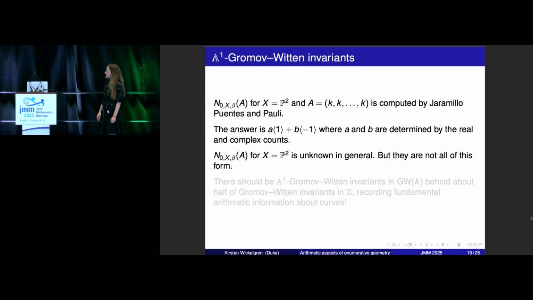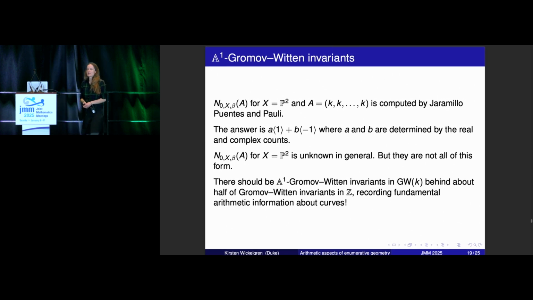Moreover, Del Pezzo surfaces are not the only class of algebraic varieties out there, and there should be A1 Gromov-Witten invariants with arithmetic information behind about half of the Gromov-Witten invariants for things like projective space or A1 connected varieties. And they'll be in GW of K, and they're recording something about curves on varieties.